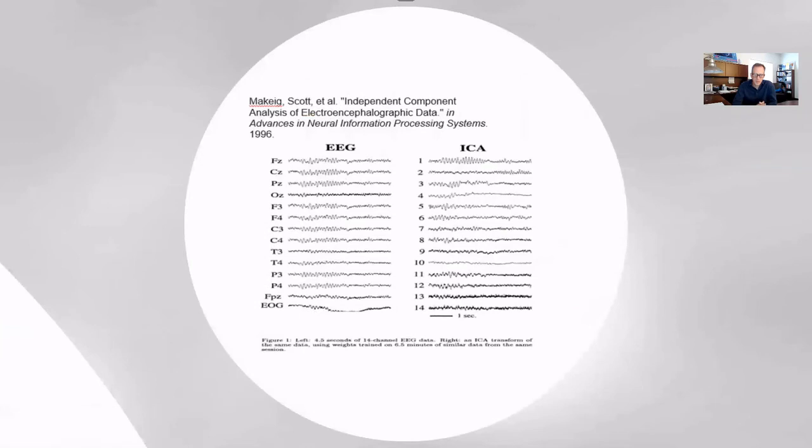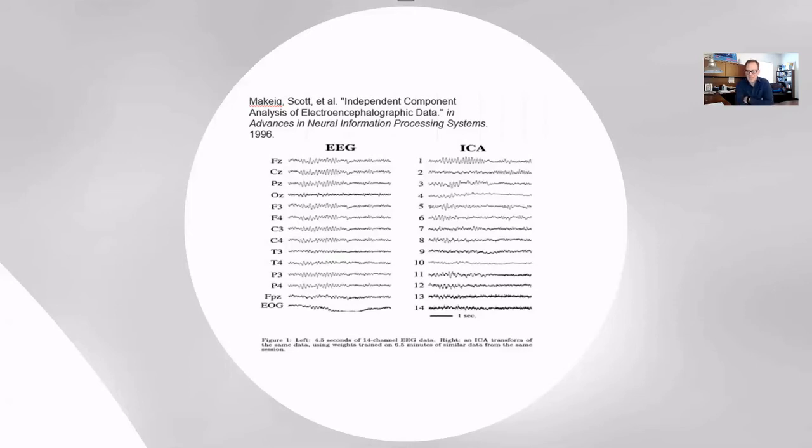The original publication was put out by Scott Makeig in 1996, called Independent Components Analysis of EEG Data. What you see on the left-hand side is a brief EEG tracing of 12 EEG sensors.